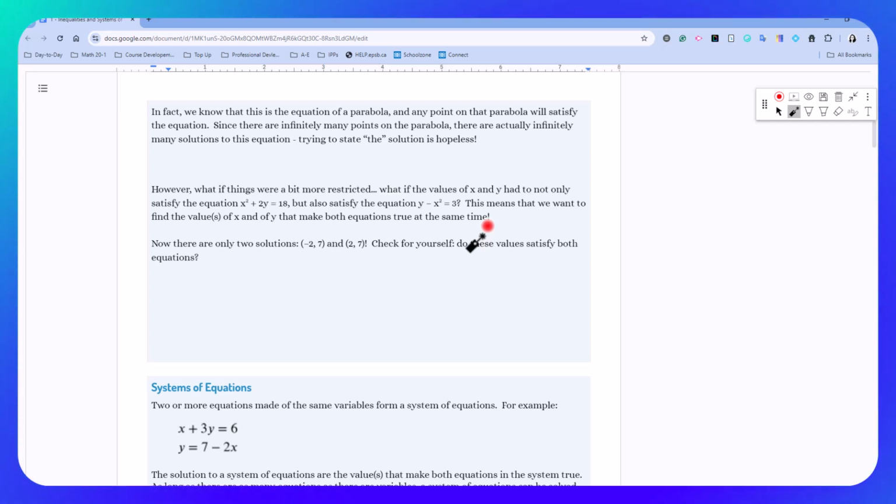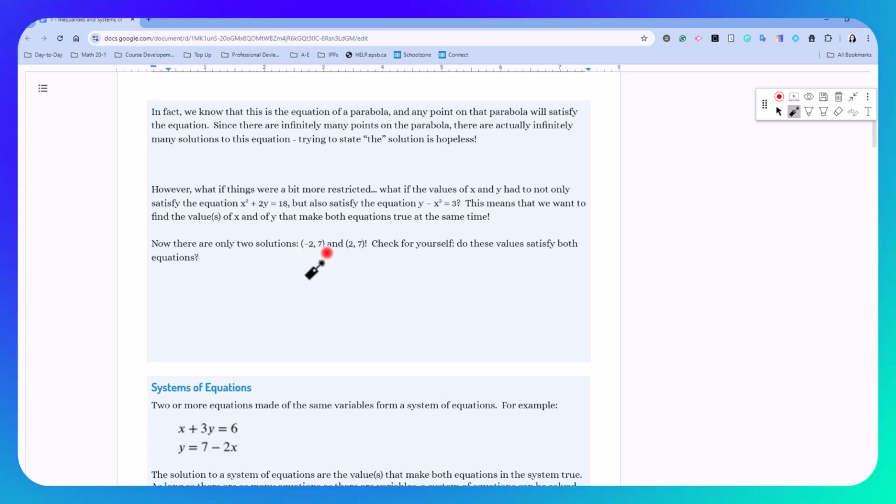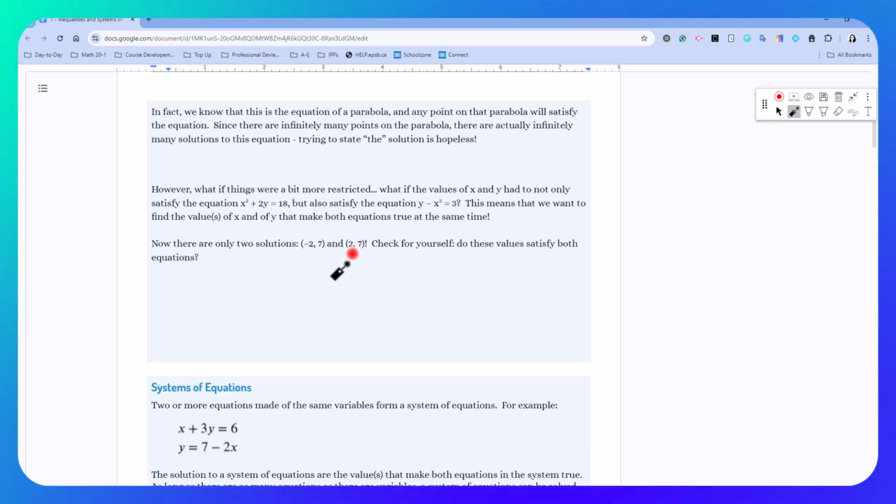I want you to give this a try. I'm going to tell you there are actually two solutions, negative 2 and 7, and 2 and 7. I want you to check for yourself. Do the values satisfy both equations? Check it out. Does the left-hand side equal the right-hand side? Pause the video, come back, and see how you did.